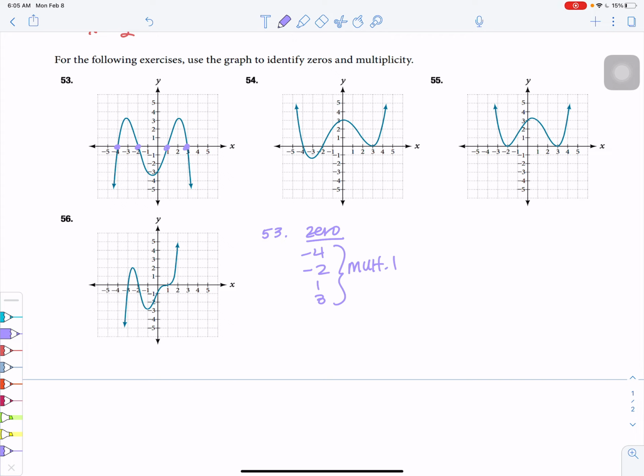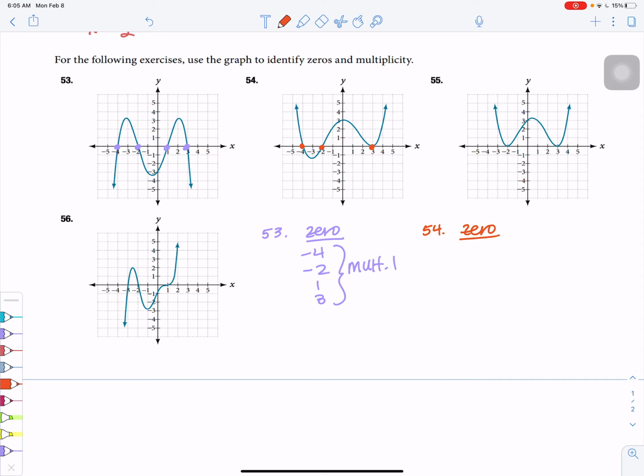Okay? Let's go ahead and I'll change colors alternately. We have -4, -2, and 3. And notice what happens at 3. It touched the x-axis and moved away without a flattening out. So that will be a multiplicity 2.